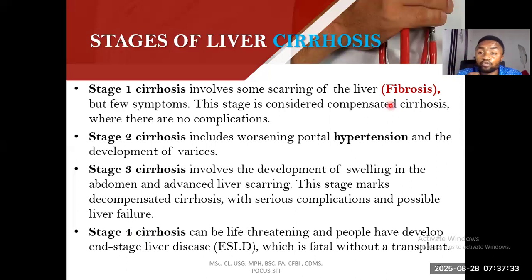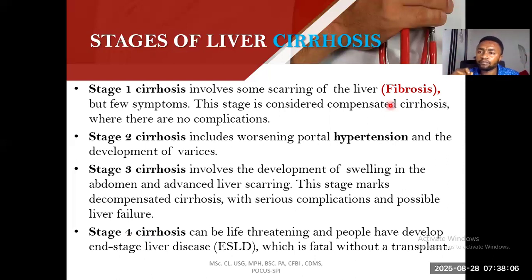You understand? You may not pick it up, but if you are the sonographer and you know that the person is hepatitis B positive or is an alcoholic, it will prompt you to screen the liver so well, to probe the liver so well, to find out if it is stage 1. Because definitely you may see some little changes with the liver. You may see the scars will be few. But if you don't take the history, you may still think that the liver is normal.